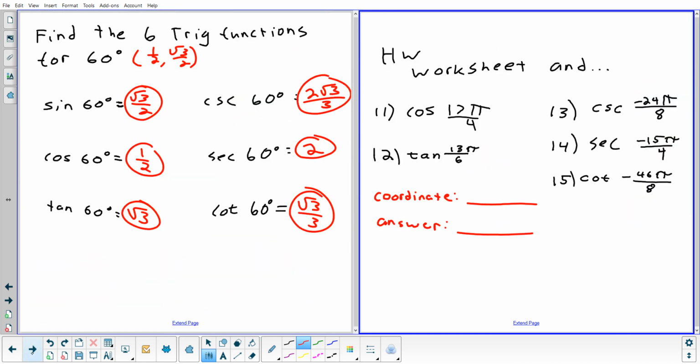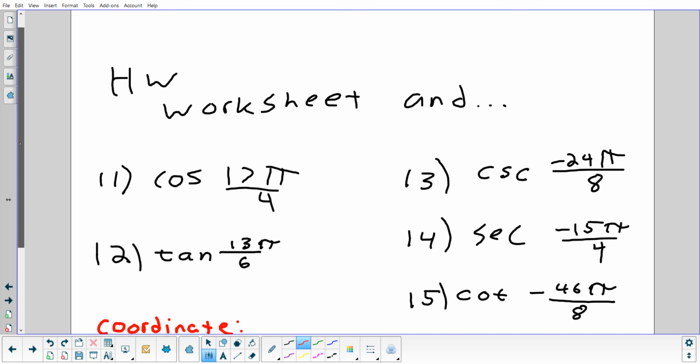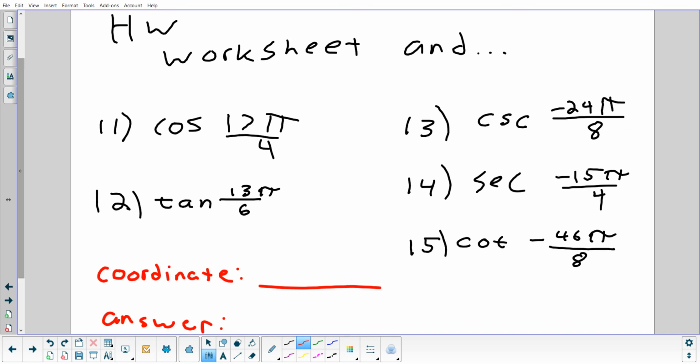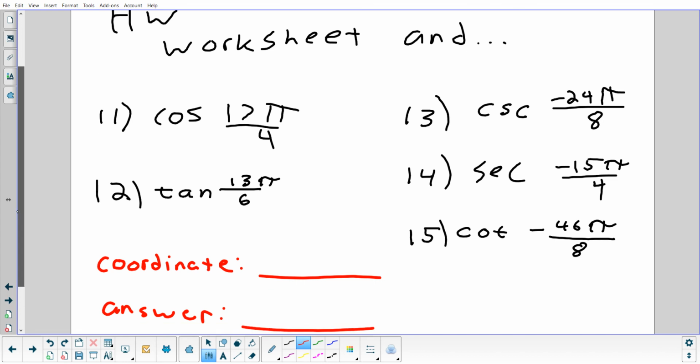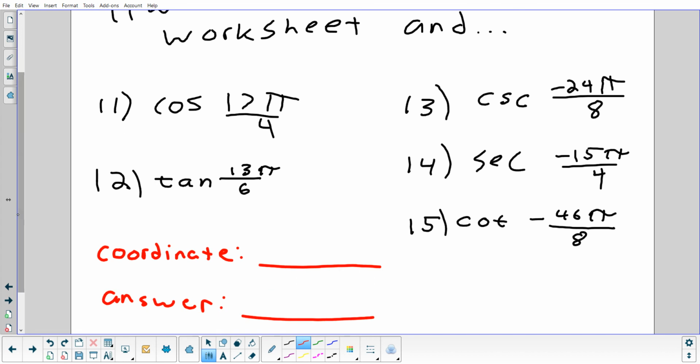All right, so homework tonight is a worksheet. Questions 1 through 10 are on Schoology, so you're gonna have to go to Schoology to get those. And then there's these additional 5 questions. Each problem is set up so that it's a coordinate and an answer. You only have to do 1 trig function per question. But I'm gonna look for what did you write for a coordinate, and then what did you put for the actual answer.